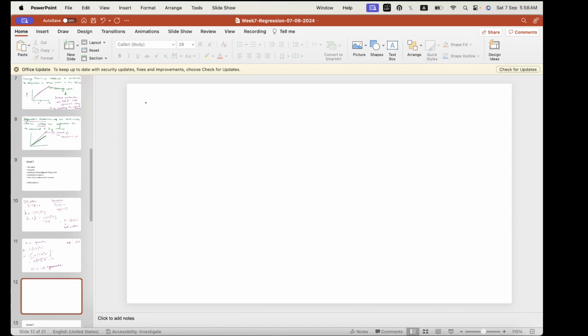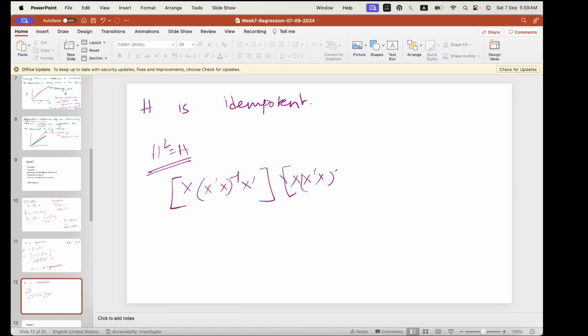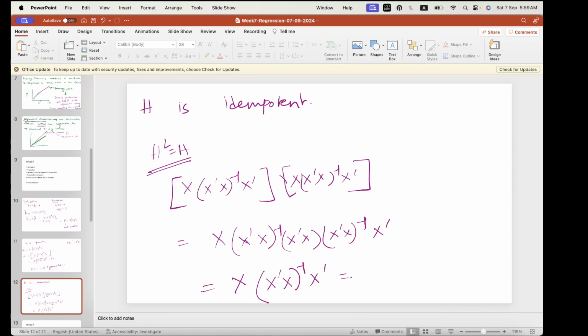Another property of the hat matrix is that it is idempotent. What do we mean by idempotent? It means that H square equals H. So X (X transpose X) inverse X transpose times again X (X transpose X) inverse X transpose. Then this becomes (X transpose X) inverse X transpose X, and then again (X transpose X) inverse X transpose. One of these cancels with this, which is nothing but H. So this is an idempotent matrix, that is the hat matrix.